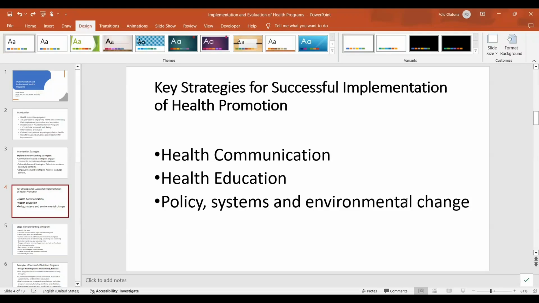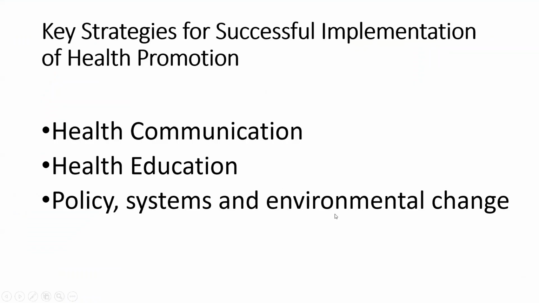Policy, systems and environmental change are also important strategies. You know that anything that is not on the policy agenda, that government does not support, is not likely to last, because political will is very important in achieving success in any program. If there's no political will, then that program will not fly. And then for the program to be sustainable, there is a need for systems to be put in place.